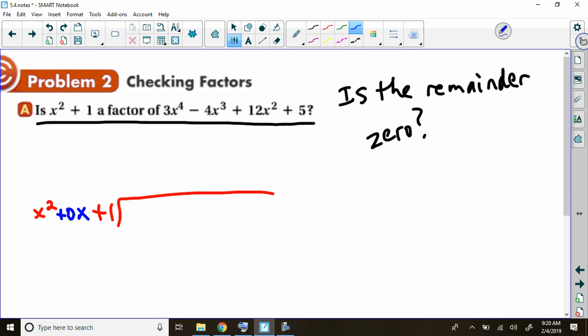Okay. So the same kind of thing's going to happen with my dividend. 3x to the 4th is cool. Minus 4x to the 3rd is all right. Plus 12x squared is all right. And then what? Plus 0x. And then plus 5.